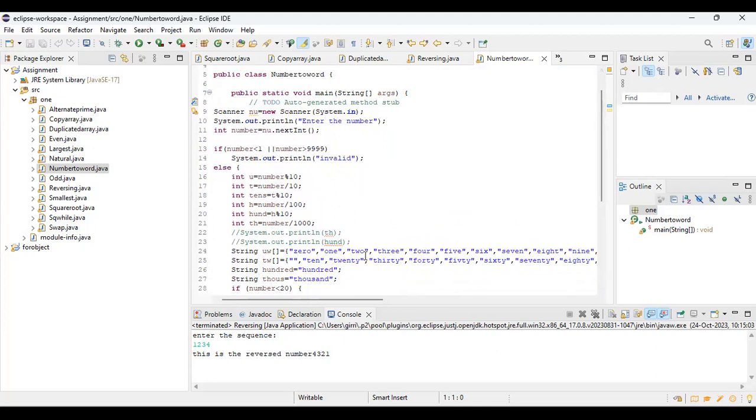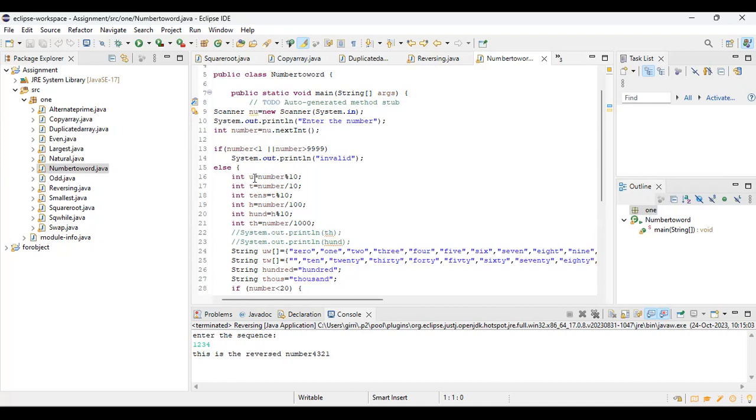I have used them separately. Now, the last unit digit can be obtained by dividing it and getting the remainder value, so I can use the modulo symbol here. For obtaining the unit value, I need to divide it and get the modulo value. So here I have received the modulo value.